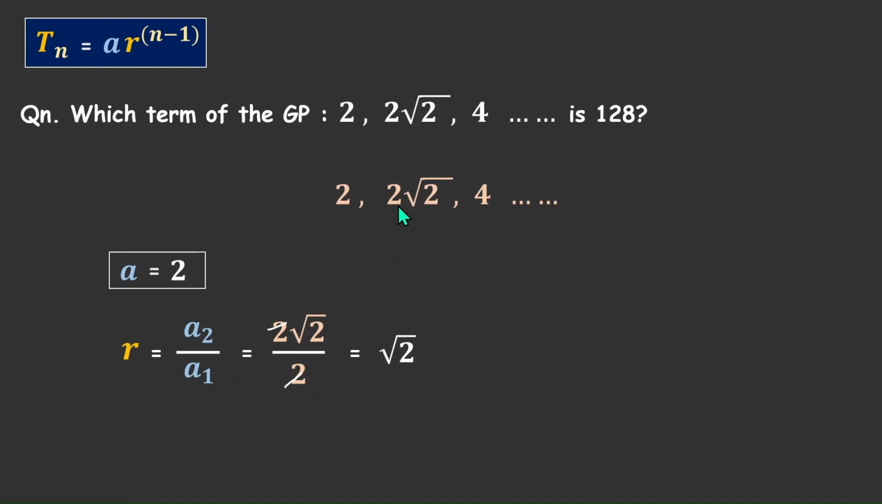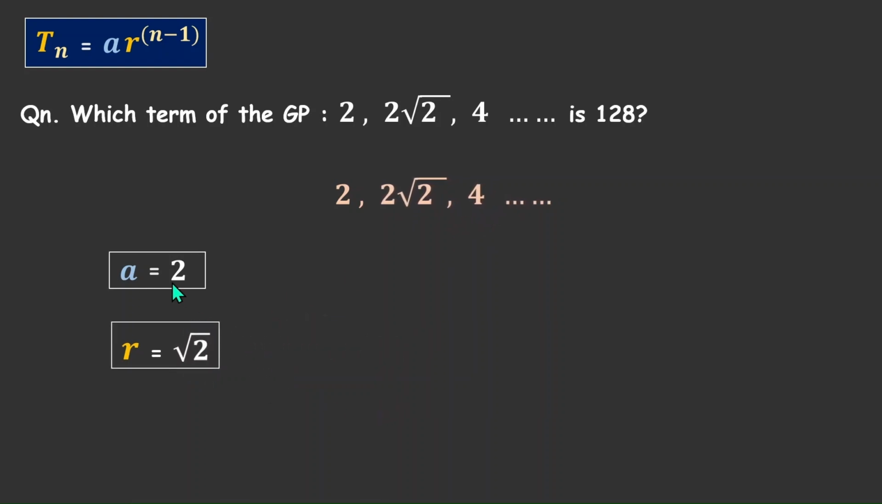As you can see, the first term is 2. 2 into root 2 would be 2 root 2. Then 2 root 2 into root 2 would give us 4. And so that is our common ratio. Now we have the first term A and we have the value of R as root 2. The only thing we need to find is n. Now Tn is given as 128. So let's write the formula. We have Tn is equal to 128.